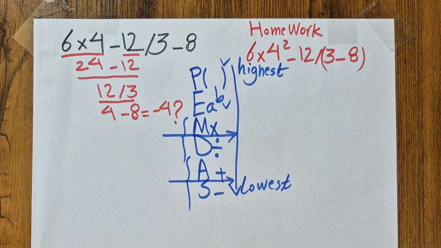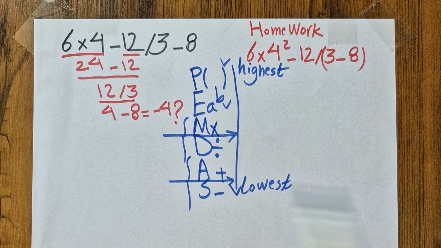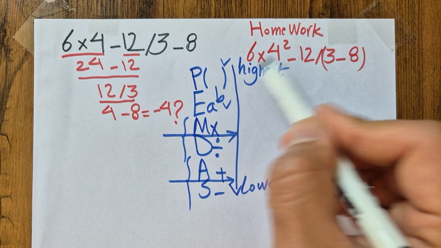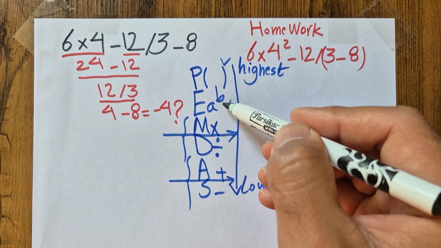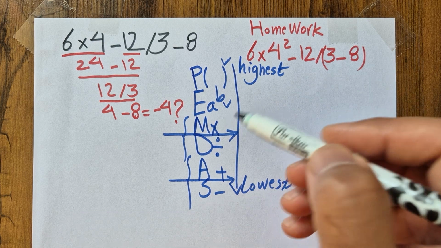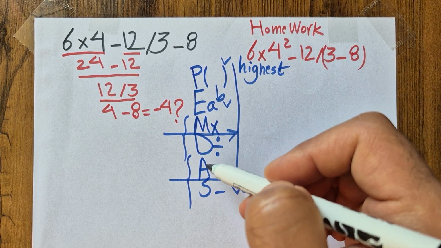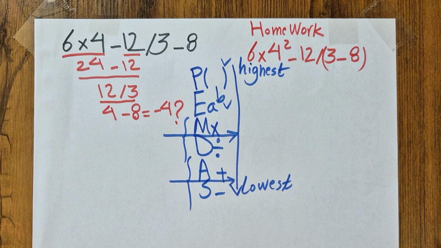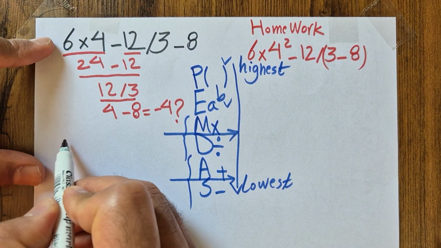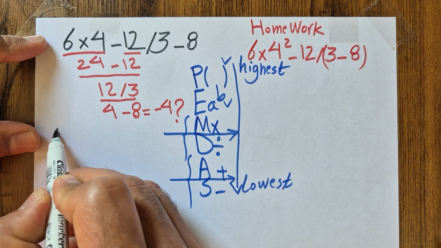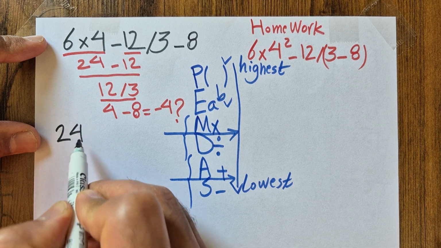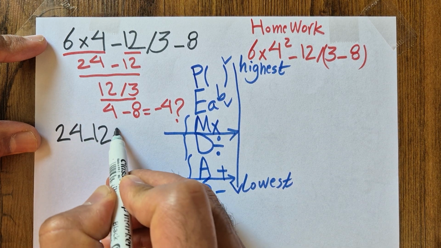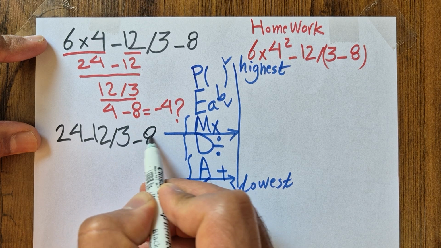So ask yourself about the original expression. Do we have any parentheses? No, according to PEMDAS, no. Do we have any exponents or powers? No, we don't. Do we have any multiplication and division? Yes, multiplication and division. So you must do them at first. So let's write it down here. 6 times 4 gives us 24. Let's write everything down. Minus 12 divided by 3 minus 8.